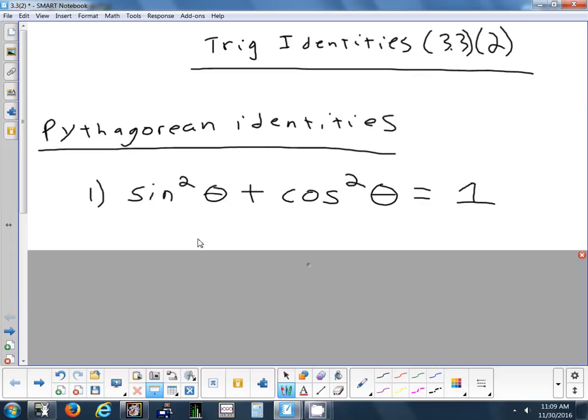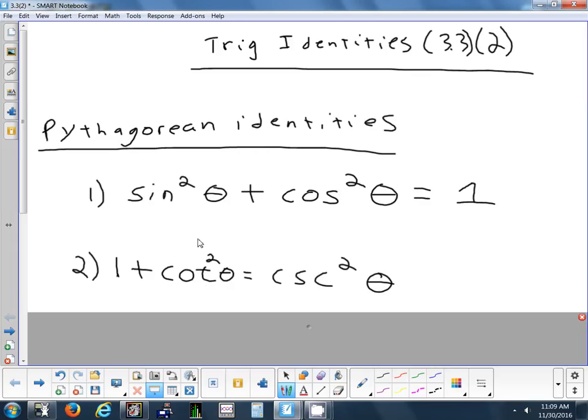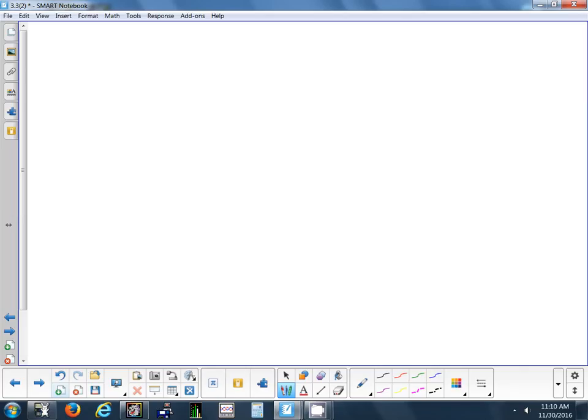All right, let's take a look at our second identity, which is 1 plus cotangent squared equals cosecant squared. I can plug in numbers and show you that that one works, but I'm not going to. Let's look at the third one.